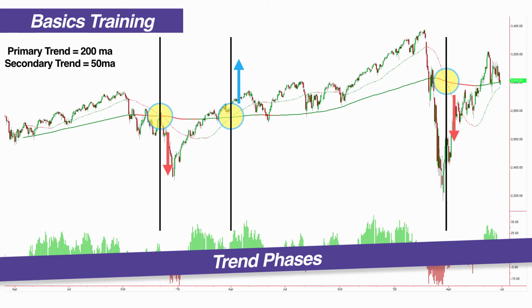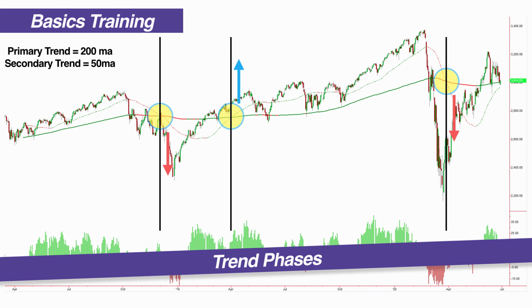So for example, we can see that the average prices are crossed in these three areas here, but price is interacting with these average prices, and that's what we're using the trend phases to identify.